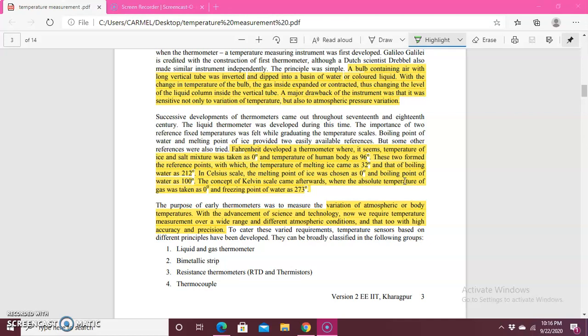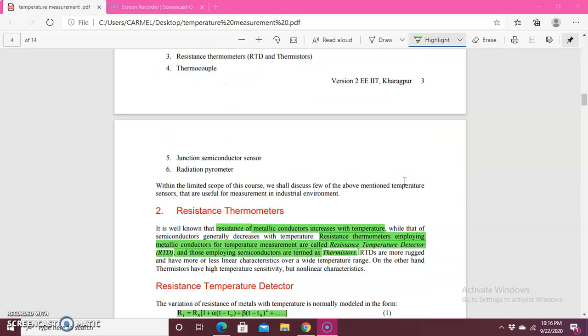Because many of the devices used for measuring temperature did not give high precision and high accuracy, many different types came: the liquid and gas thermometer, then the bimetallic strip, then the RTD, that is the resistance temperature detector, or resistance thermometer, then the thermocouple, then the radiation pyrometer.